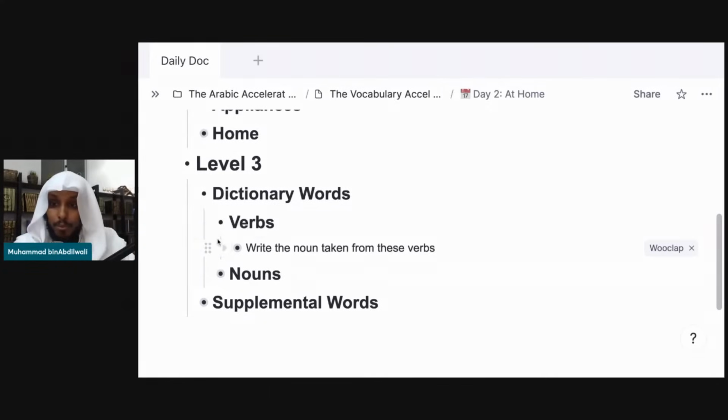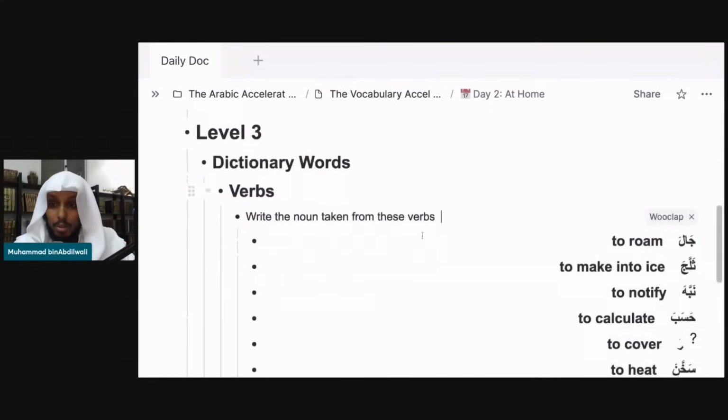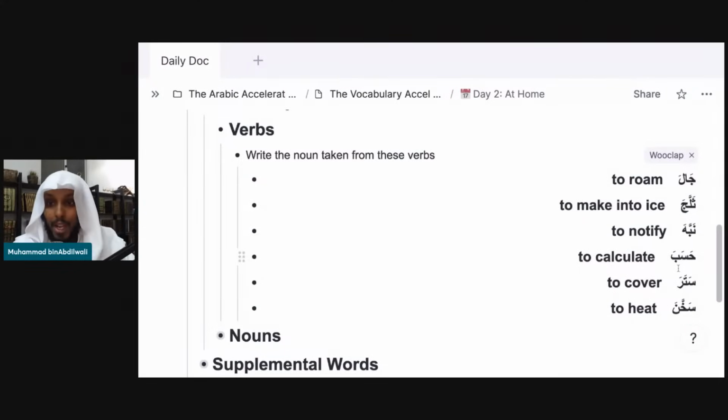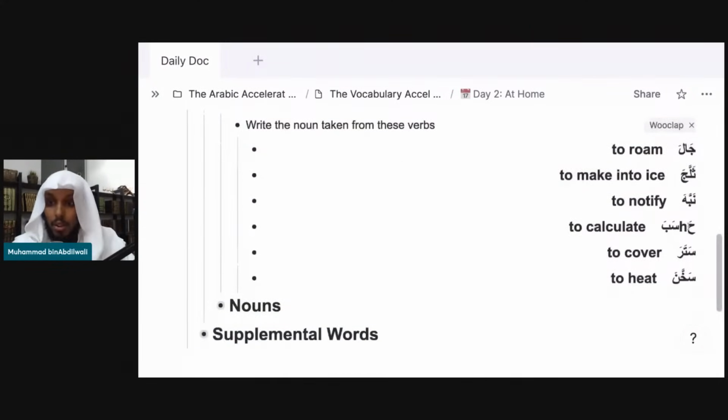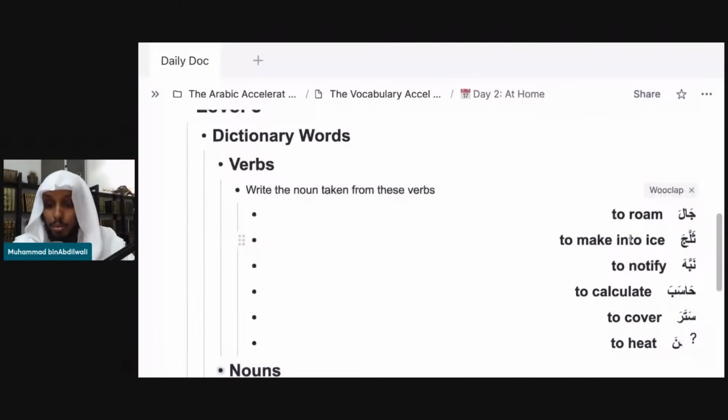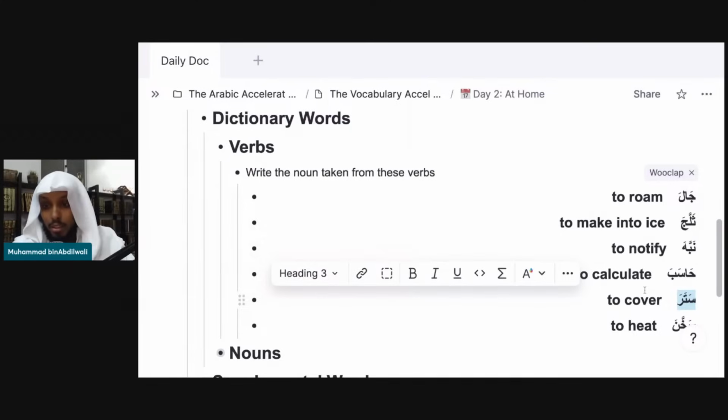For example, we have jala, thallaja, nabbaha, hasaba, or hasiba, actually, to be correct. We have satara, to cover, and sakhana, to heat. Now, these are related to words we've learned in Bani Yadayk. I want you to tell me which words they are. Okay, let's pick a few of them. We'll take three: jala, hasaba, and satara.